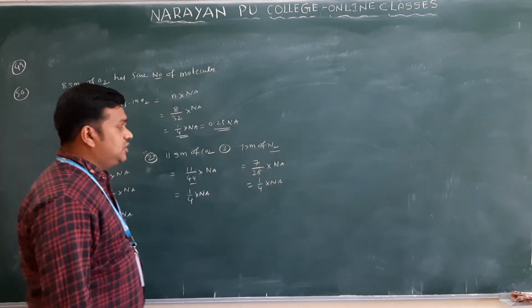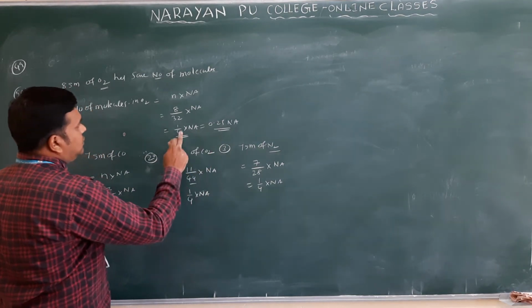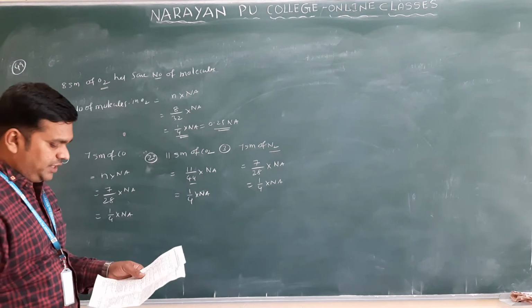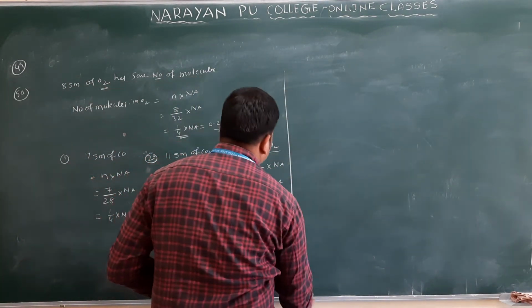What is your answer? First one having the same, second one having the same, third one having the same. So what is your answer? Your answer is all of these only. So we will take option 4 for this question number 50.